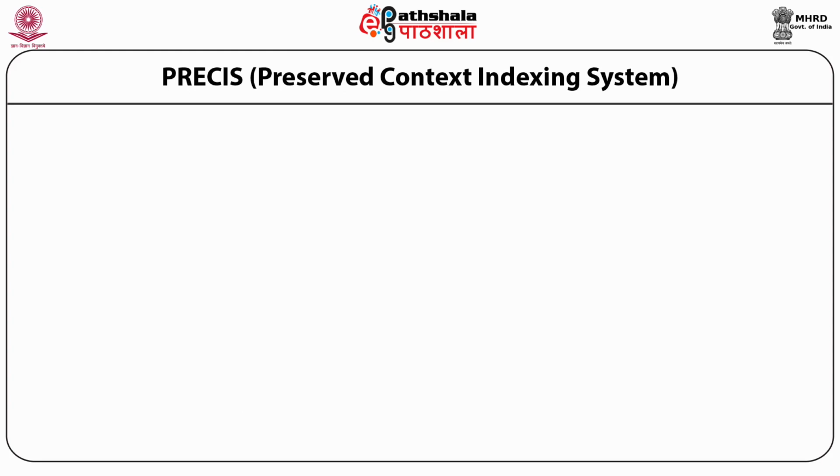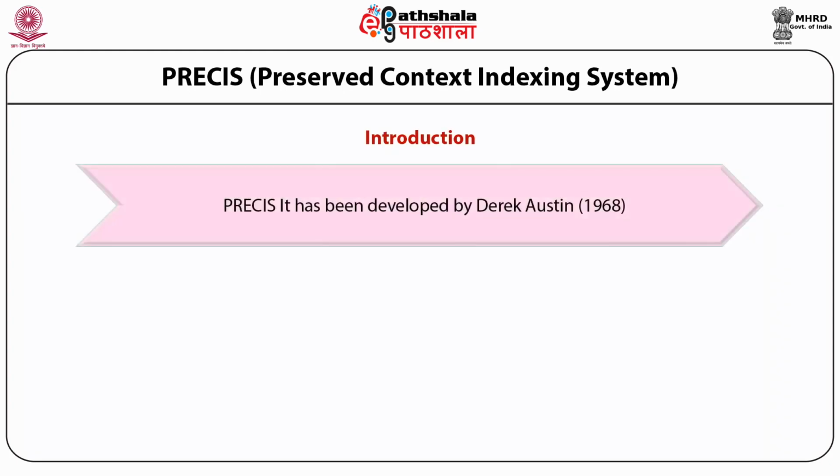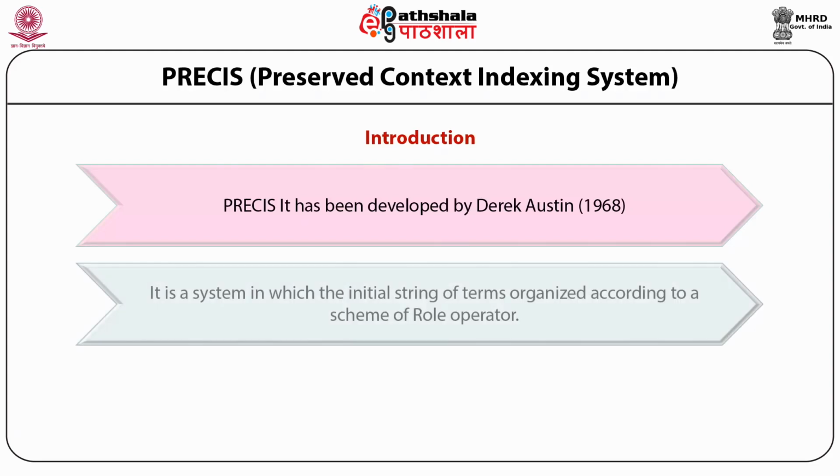PRECIS, Preserved Context Indexing System. Introduction. PRECIS came into existence in 1968. It has been developed by Derek Austin. It was the result of long research which was undertaken by the Classification Research Group, CRG London. After testing it thoroughly, it was introduced in BNB in 1971.